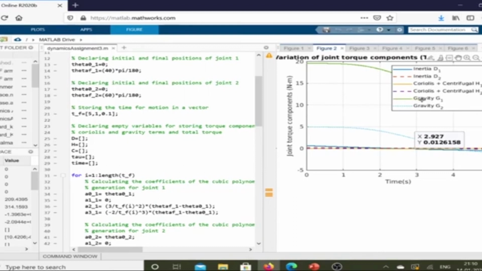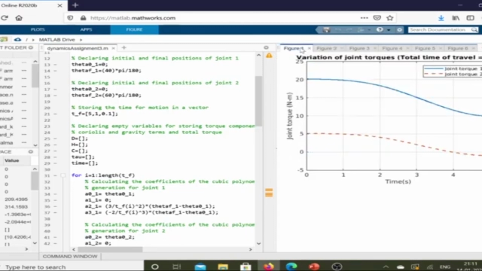So here our gravity component is 20. Gravity component for first joint and gravity component for second joint, this is 20 and that is 5. So actually the gravity component was about 20 and the inertia component is 0. Why? Because your acceleration is as good as 0. 5 seconds is very, very slow. So it's moving in 5 seconds very, very slowly. Coriolis and centrifugal terms are as good as 0, again because the velocity is very, very small. Now the gravity term will remain more or less constant.